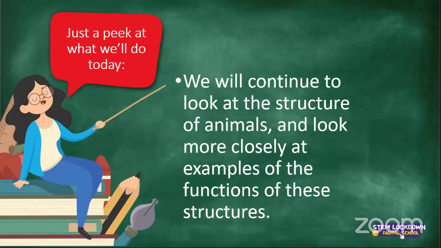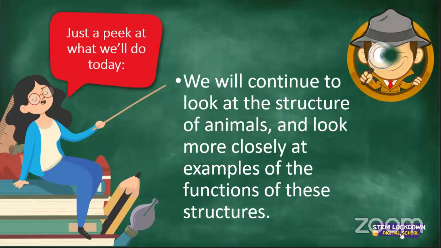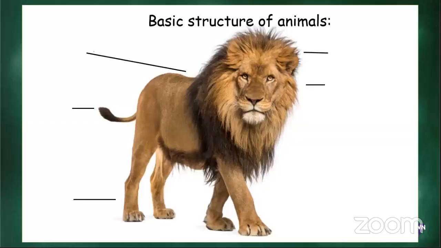Now, today we are going to continue to look at the structure of animals, and we will look more closely at examples of the functions of these structures. Right, the basic structure of animals. Remember, Friday we mentioned 5 things when we look at the basic structure. Do you still remember what they are? Let's quickly see. The head. The head is the first basic structure of the animal. The tail. We'll be looking at the tail and then again at all the functions and at different tails.